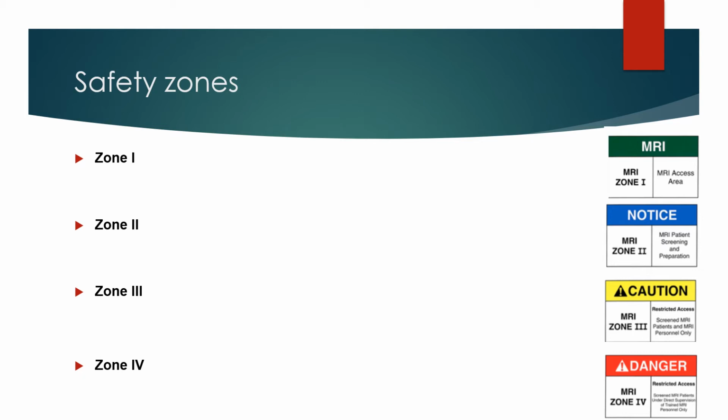Zone 3 is an area near the magnet room, where the fringe gradient or RF magnetic fields are sufficiently strong to present a physical hazard to unscreened patients and personnel. Zone 4, synonymous with the MRI magnet room itself, has the highest field and greatest risk, and all ferromagnetic objects must be excluded from it.